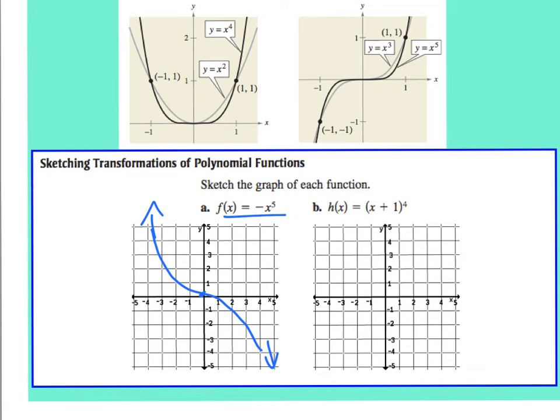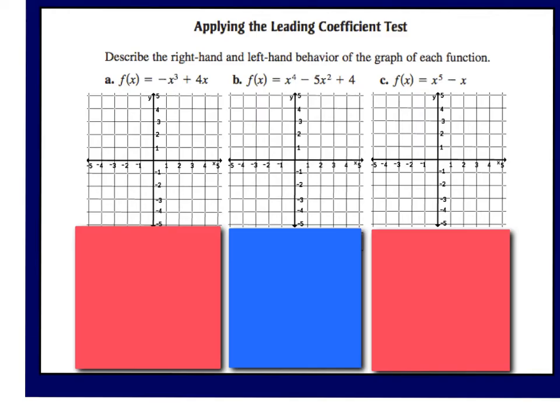All right, let's look at this next one. I have the quantity of x plus 1 to the 4th power. Where's it going to start? It's going to start up. Where's it going to end? It's going to end up. True? Where is it going to touch my x-axis? Negative 1. All right? It's going to touch at negative 1. And so there would be my sketch. Pretty cool? All right, let's keep going.